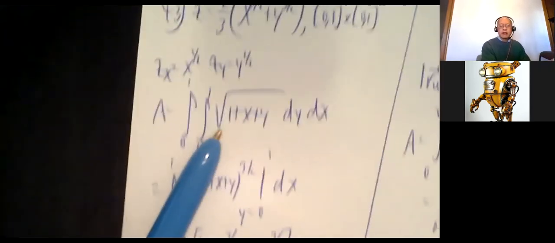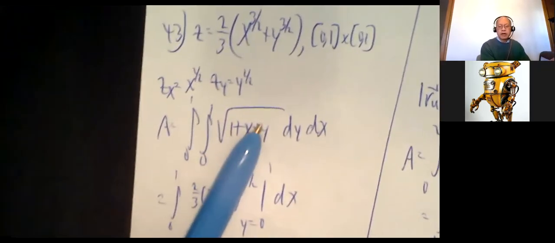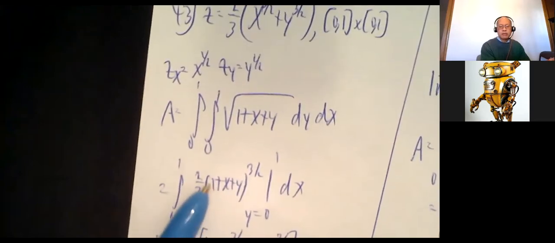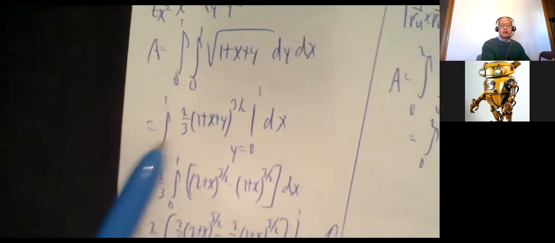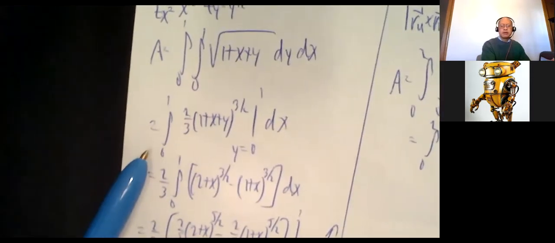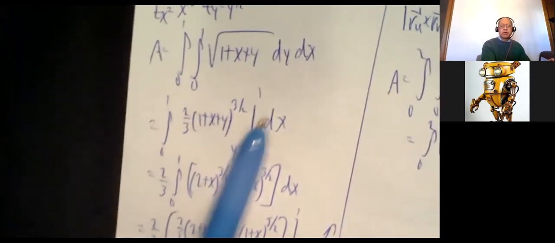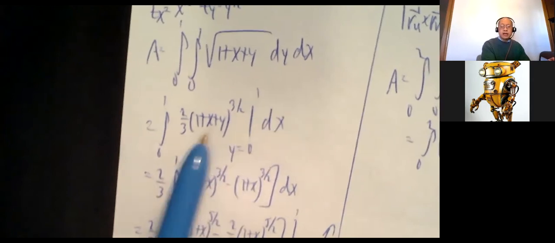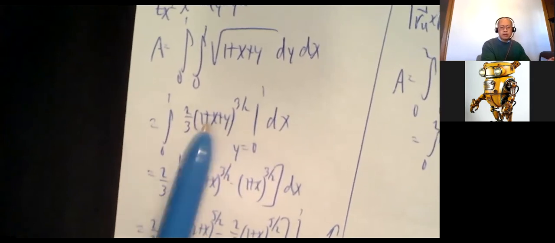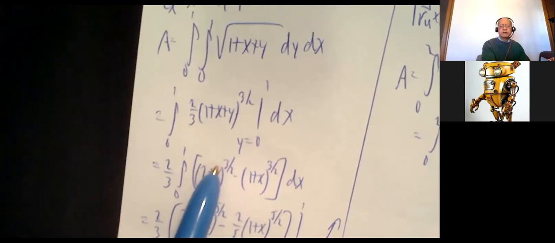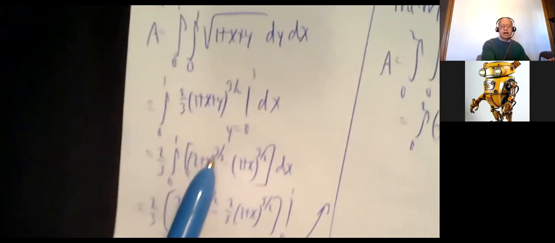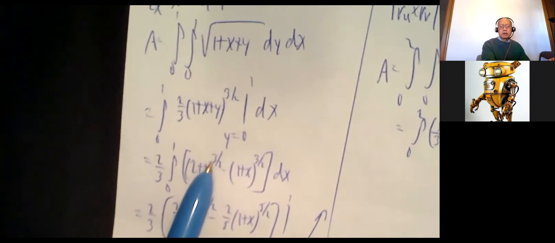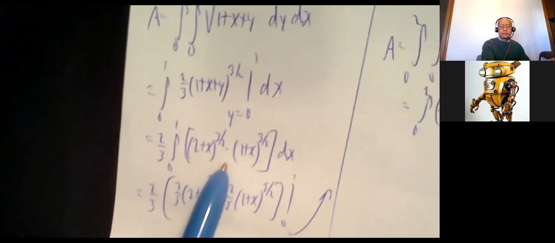All right. So that's the square root of 1 plus x plus y, or 1 plus x plus y to the 1/2. When I integrate 1 plus x plus y to the 3/2, divided by 3/2 means times 2/3, getting 2/3 out. Okay, plug in 1 for y. If you plug in 1 for y, you have 1 plus 1, or 2 plus x to the 3/2. And when you plug in 0 for y, you have 1 plus x to the 3/2. So this is what I have.